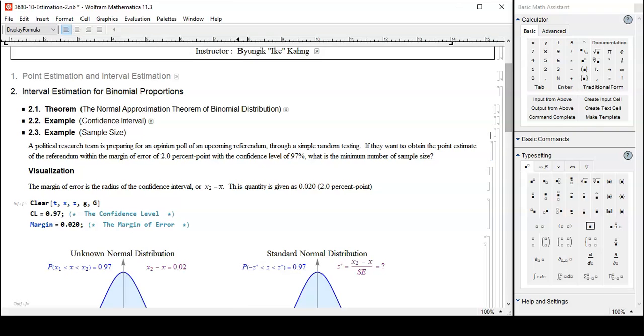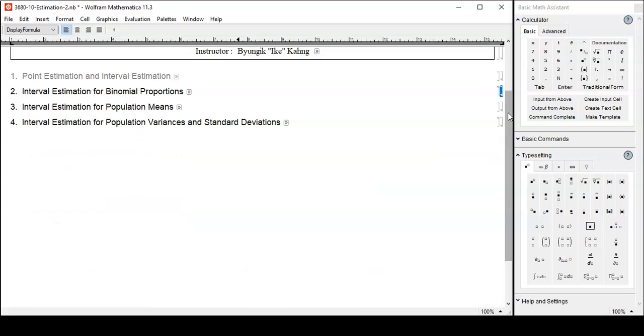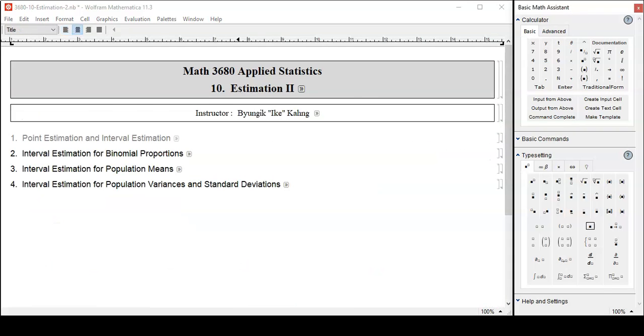All right, that was the last example of section 2, and let's say we are done with section 2. We'll talk about section 3 in a separate video.